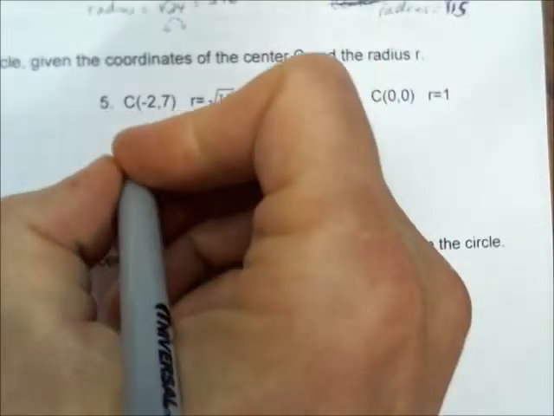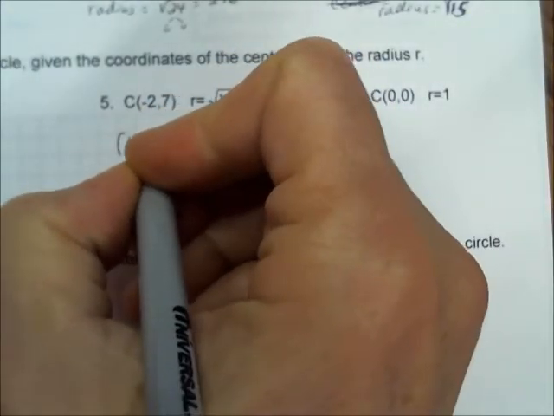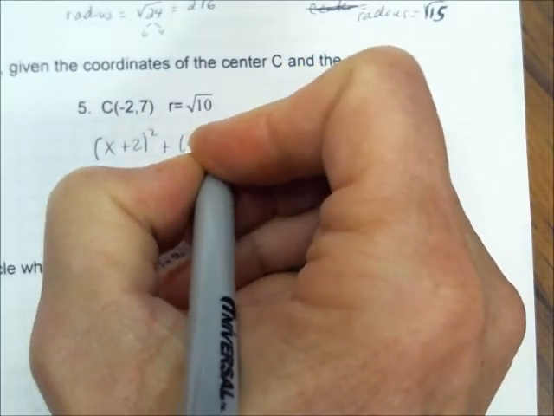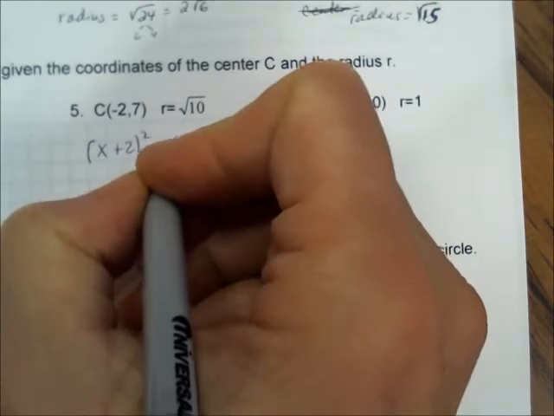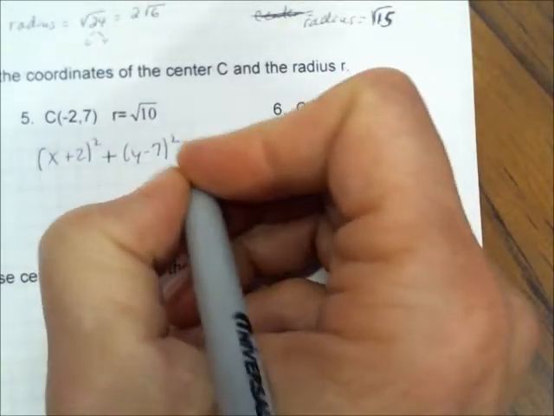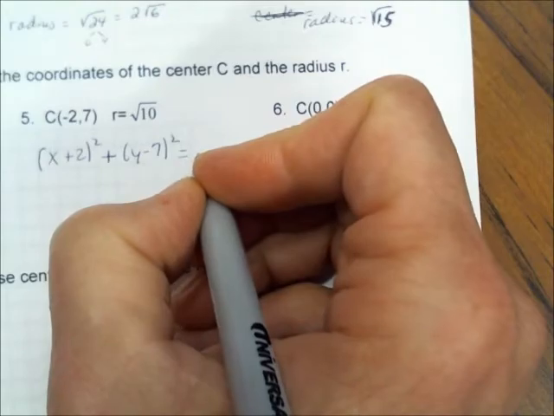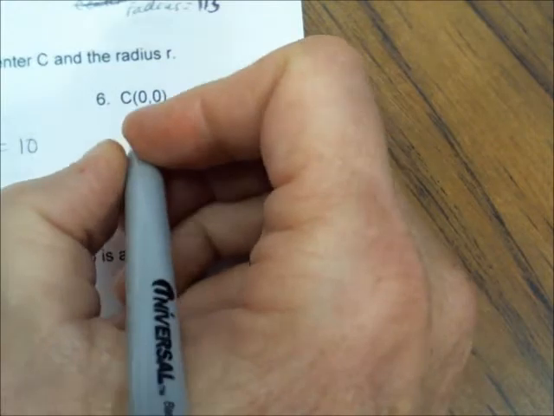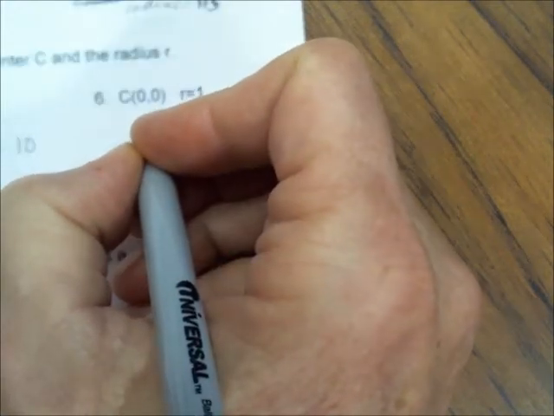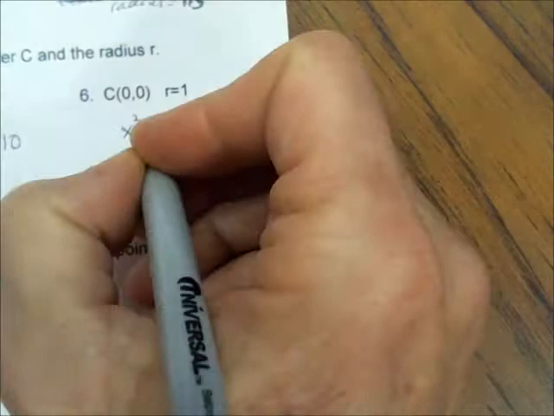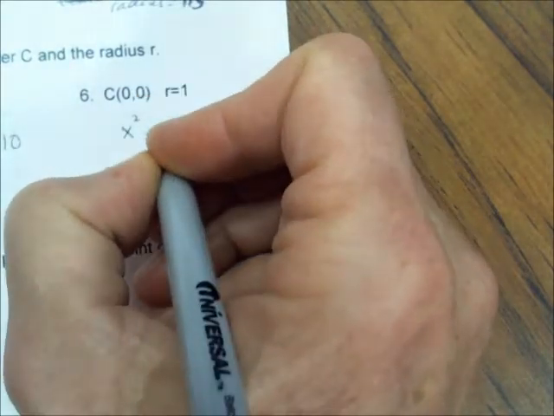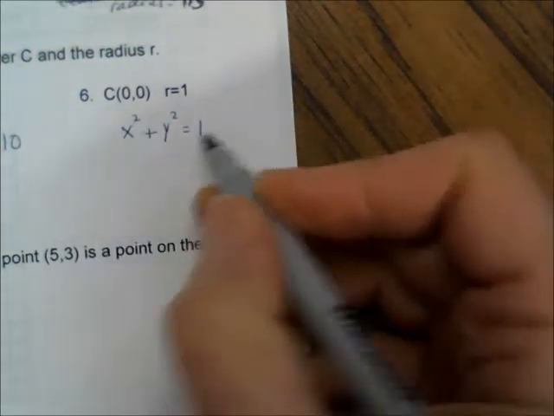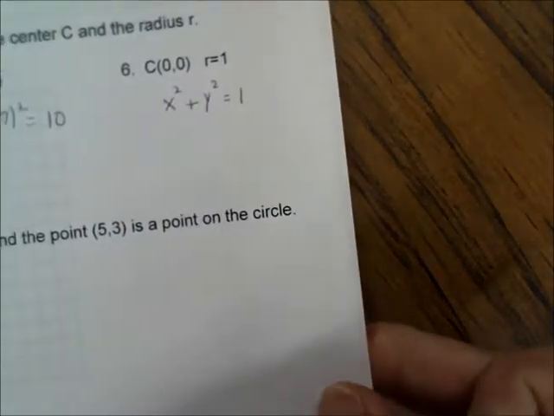The second one, the center is at (-2, 7), so you do (x + 2) squared plus (y - 7) squared. Don't forget the squared and don't forget the plus sign in between. That equals the square root of 10 squared, which is just 10. And this last one, when the center is at the origin, (x - 0) squared is just x squared. (y - 0) squared is just y squared, and 1 squared is just 1. So this is a special kind of circle, number 6 is.